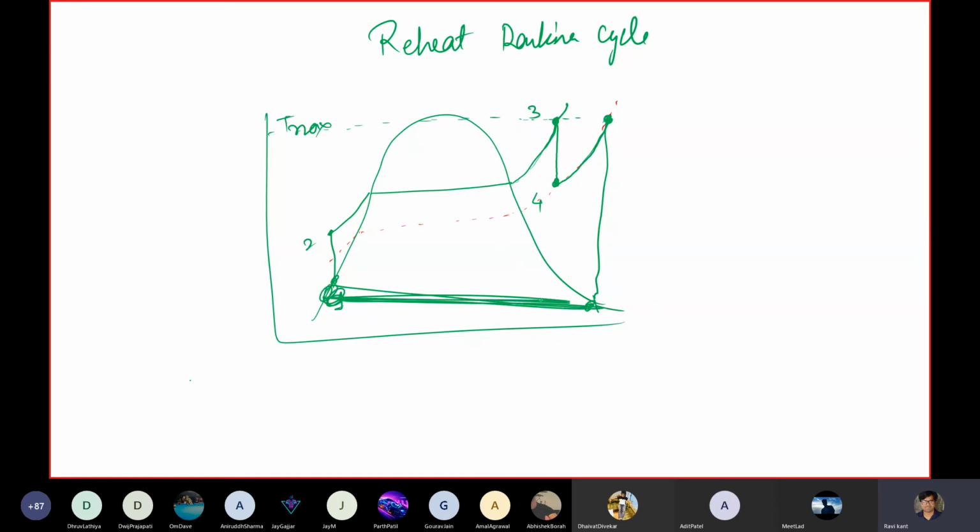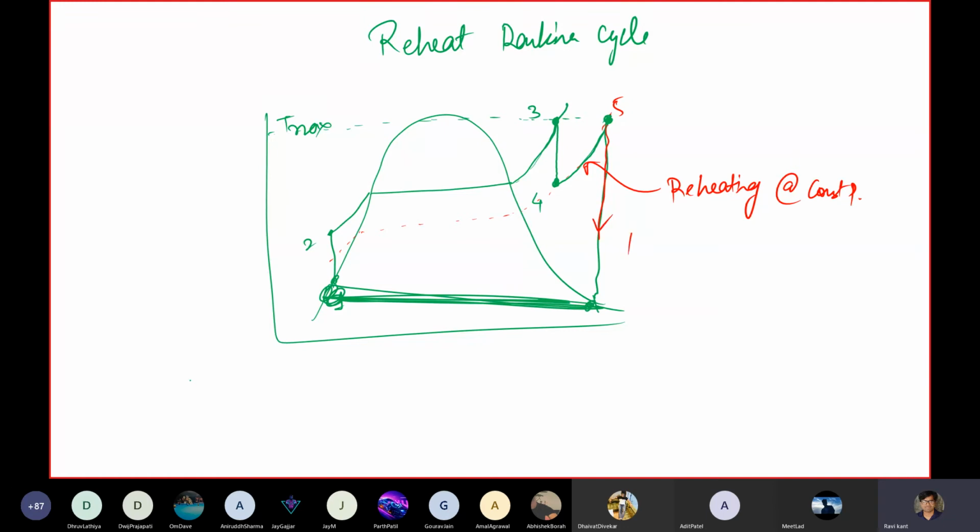So this is a parallel line. We can actually do these kind of things. This particular process is called reheating. This 4 to 5 thing is called reheating at constant pressure again. And now this is expanded from 5 to 6.